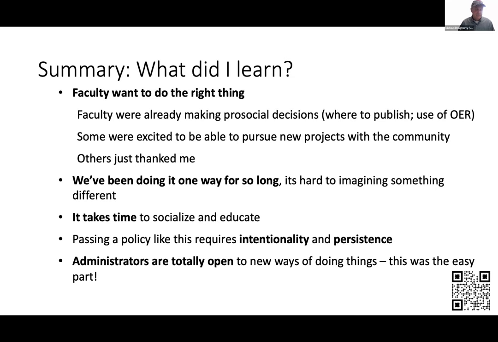The third thing here is that if you want to do this type of thing, it takes time to socialize and educate. Lakeisha talked a little bit about this. This was a 5-year process. I didn't walk into a room and say, here's what we're going to do, guys, let's do it. In fact, what I learned is that doesn't work. What I ended up doing was spending a lot of time educating my faculty in very subtle ways. There's a lot of intentionality and persistence involved. And here's the best part: if you talk to administrators, they're cool with it. They are interested in new ways of doing things and they're open to it. So this shouldn't be a real impediment to changing the way we do things, because I think administrators are generally open. Well, there are probably always disagreements about how it works.